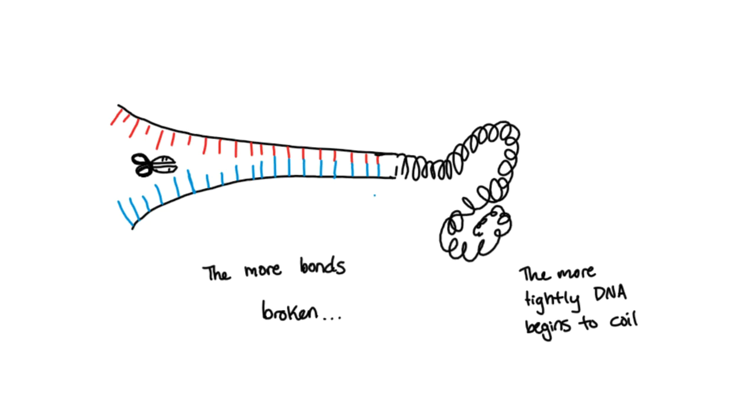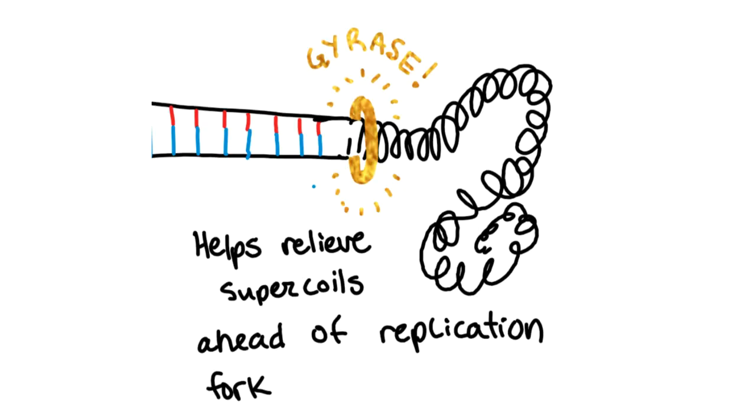The more phosphodiester bonds helicase breaks, the more coiled the DNA becomes ahead of the replication fork. This is where DNA gyrase comes in. DNA gyrase is a form of topoisomerase that breaks the phosphate backbone of DNA for a temporary period of time to relieve coilage throughout the remaining process.